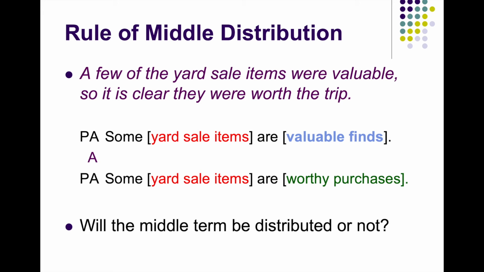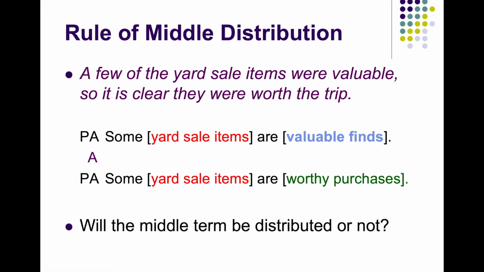And in this case, you have valuable finds in the given premise. You have valuable finds in the predicate position of an affirmative statement. So that means valuable finds is not distributed in the given premise. And so middle terms must be distributed once and only once, which tells you when it reappears in the missing premise, it must be in a position where it is distributed in order to have a valid syllogism. So we could ask, okay, well, what kind of an affirmative statement gives me a term that is distributed? And the answer, of course, is it has to be a universal affirmative.